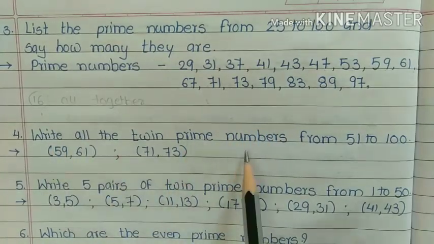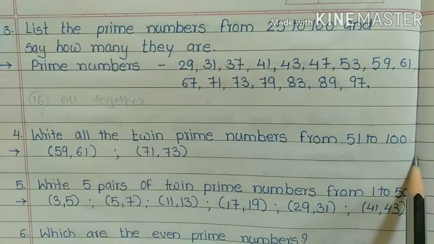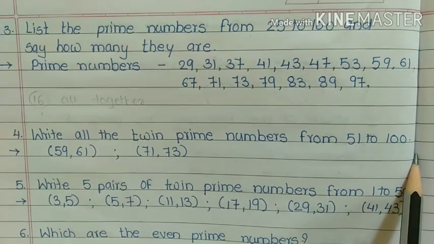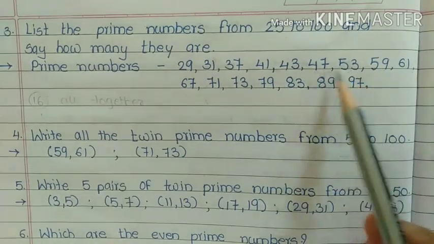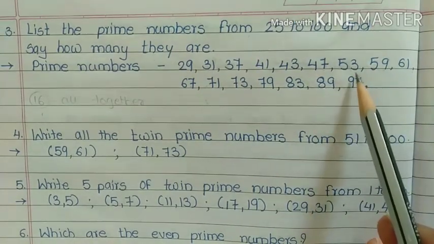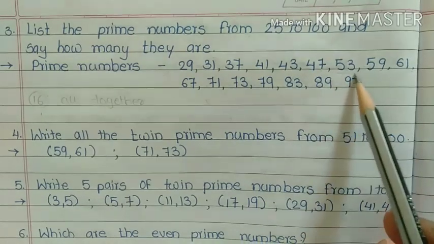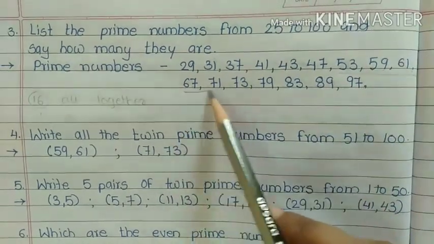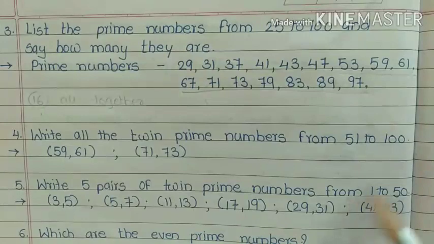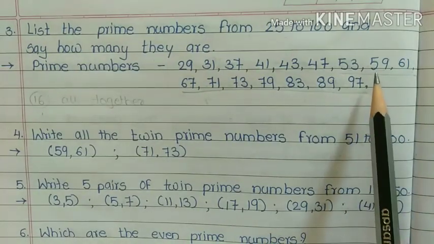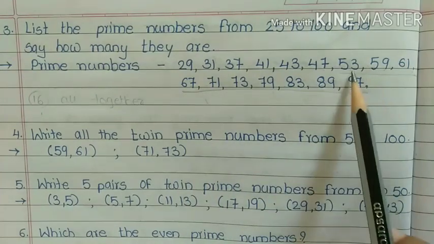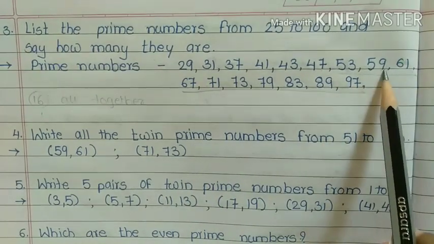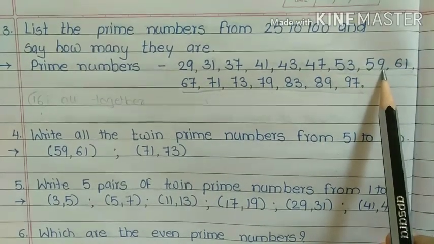Write all the twin prime numbers from 51 to 100. Twin prime means a difference of 2. Here we'll take the reference of this answer from question number 3. 51 to 100. I already have these prime numbers. From this only I will show you how to find the pairs of twin prime numbers. The difference of 53 and 59 is how much? 6.